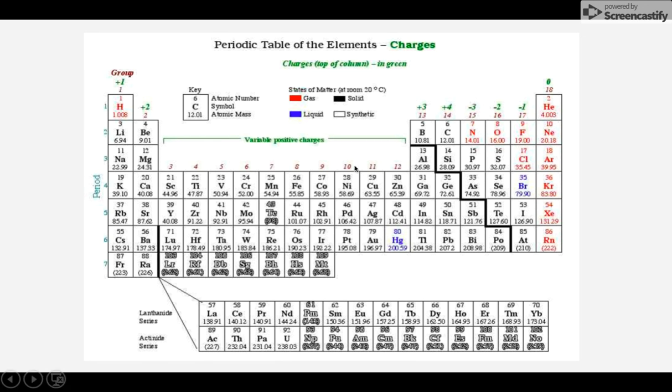But these elements in the middle here, they are the elements that can vary in their charges. Like here's copper, it's a very common one. And then you have manganese and iron and cobalt and all those good elements. They're all here in the middle, and their charges are going to vary.